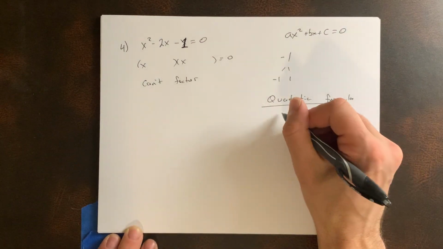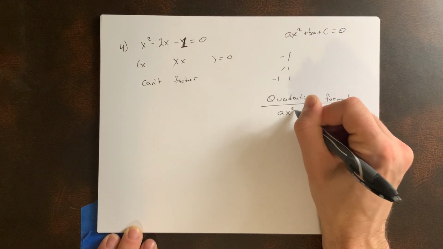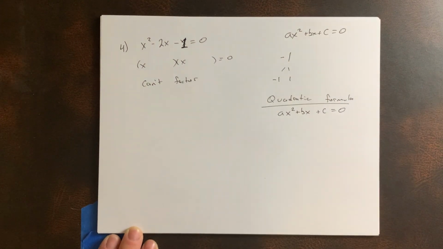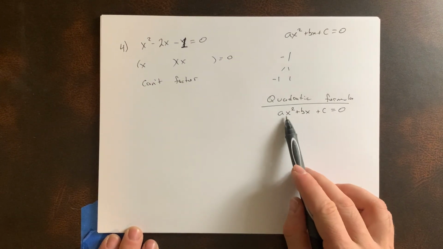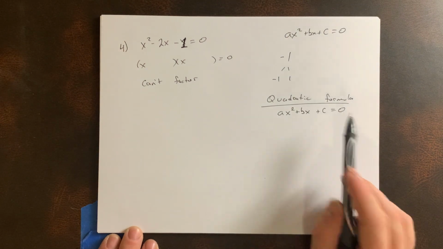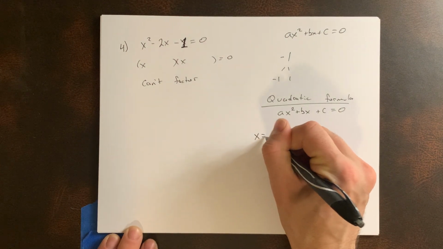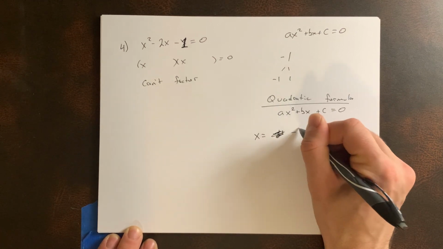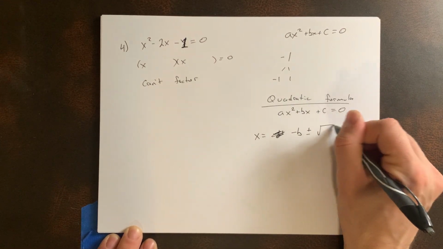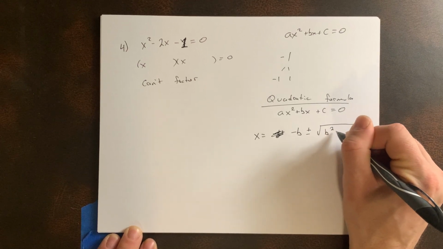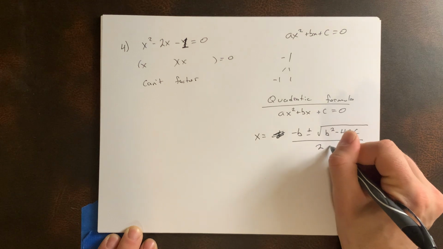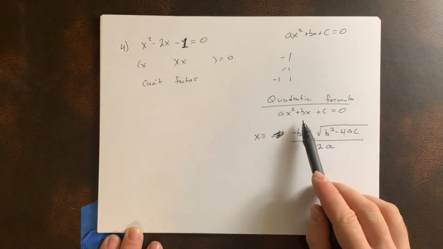So in general, we're given an equation ax squared plus bx plus c is equal to 0. Whether we can factor it or not doesn't matter. If it looks like this, equals 0, then we know that x is going to equal negative b plus or minus the square root of b squared minus 4ac, all over 2 times a. So we have a formula for x.